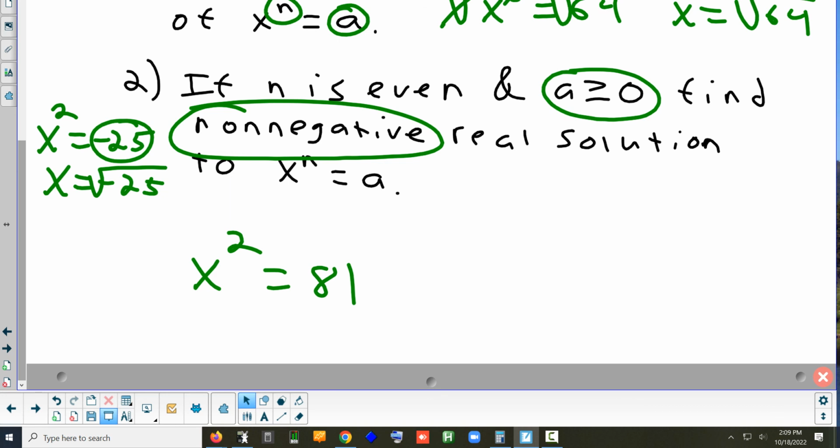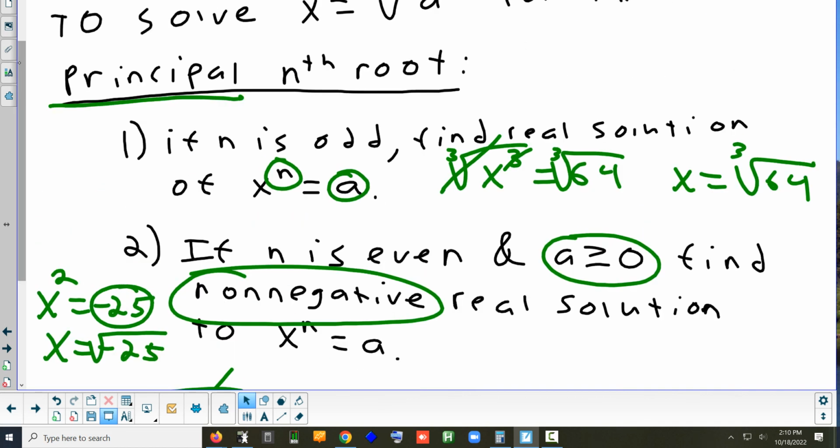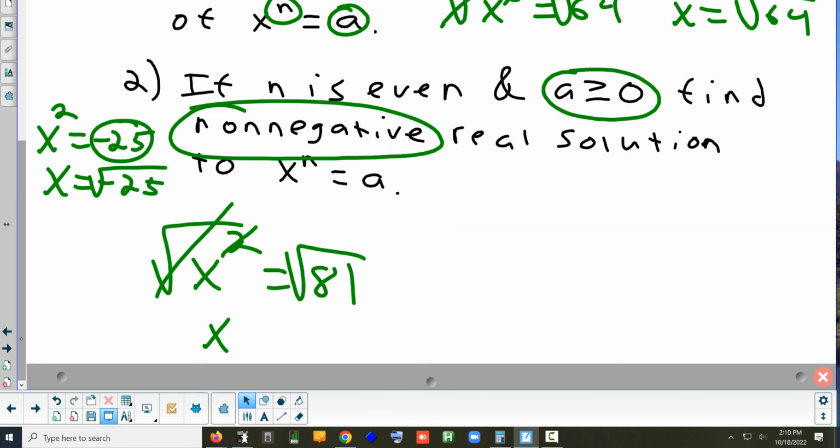Do you know how to solve that? Yeah, you would take the square root of 81. Good. You take the square root on both sides. Square and square root cancel. Now, there are two square roots to 81. But if I want the principal root, what is the principal root of the square root of 81? 9, not negative 9. It's the not negative one. Non-negative answer.